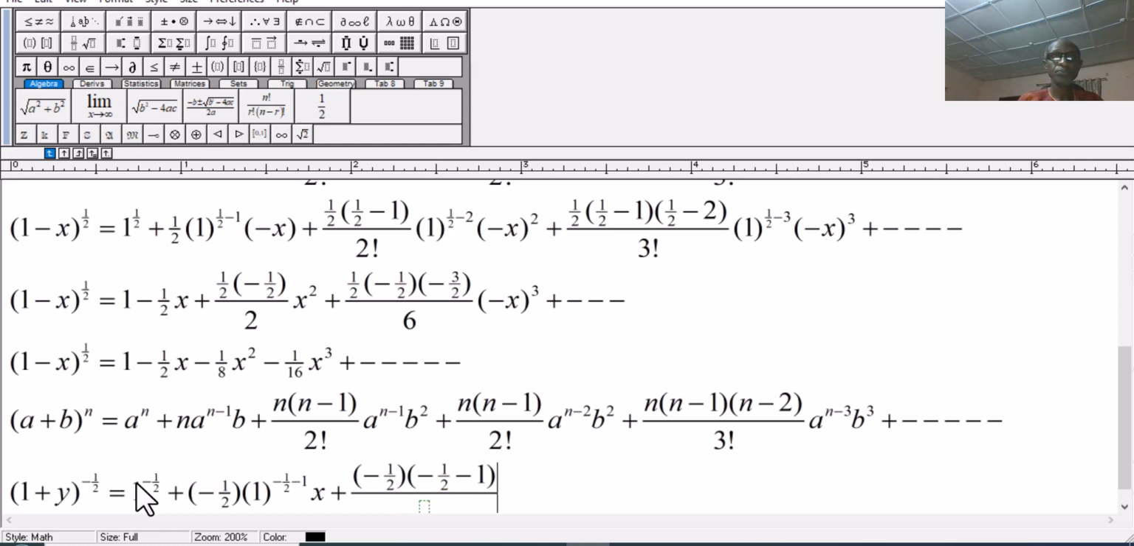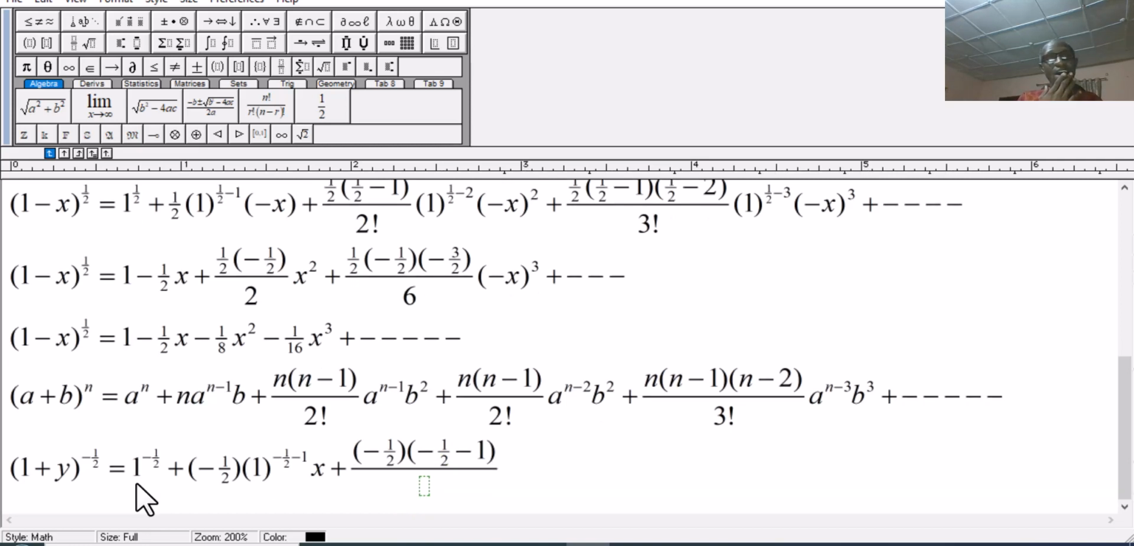Minus 1 over 2 factorial x squared. So we have 1 over 10, so we have that minus 1. So let me just copy this.